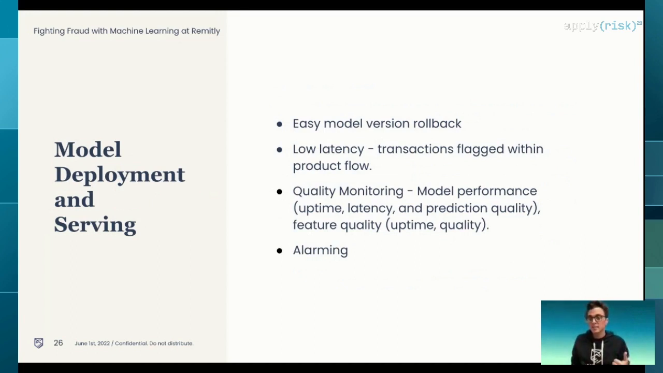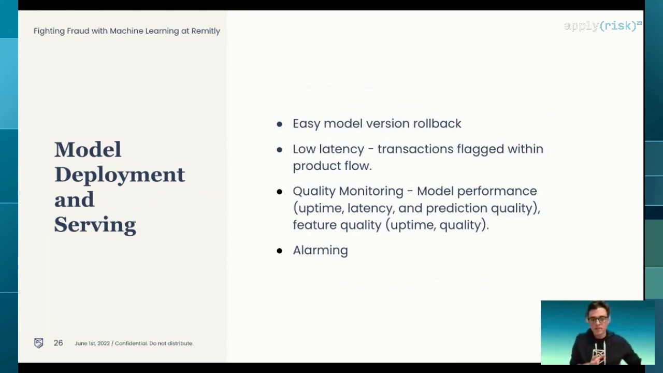So Remitly provides an express experience, which means that the funds are available basically instantaneously in the recipient's bank account. And we need to know whether or not that transaction is fraudulent before those funds are dispersed. So we need to be able to score the model quickly in the actual transaction and product flow. Having SLAs around both of these measures allows us to make concrete trade-offs when developing the models. So if the model is too slow, we can prioritize making them faster. And if it's too large to deploy, we can prioritize making the model objects smaller.